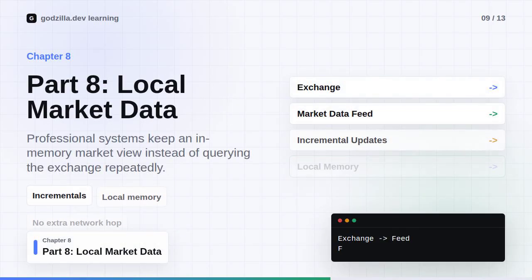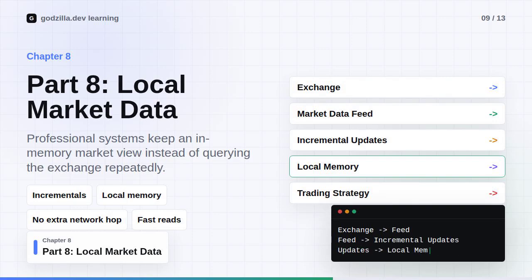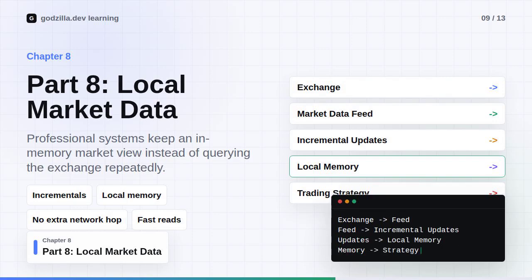Professional trading systems rarely query the exchange whenever information is needed. Instead, they maintain an in-memory representation of the market. Exchange events flow through the feed, incremental updates are applied to local memory, and strategies read that state directly. This removes unnecessary network latency and dramatically improves performance.